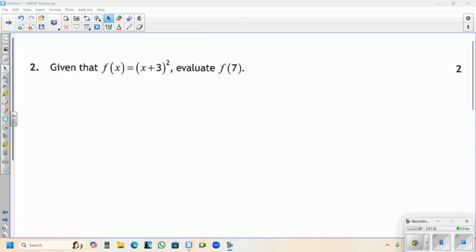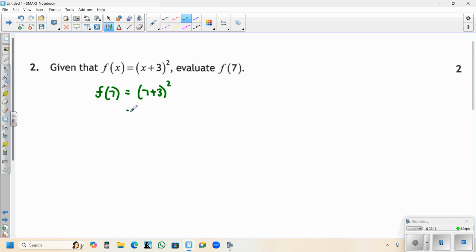Question number 2, given that f(x) is equal to (x plus 3) all squared, evaluate f(7). So this is really telling me that whenever I see x, I've got to replace it with a 7. So f(7) becomes, every time I see x, replace it with a 7, it becomes (7 plus 3) all squared. 7 plus 3 is 10, so it's 10 squared. 10 tens are 100.